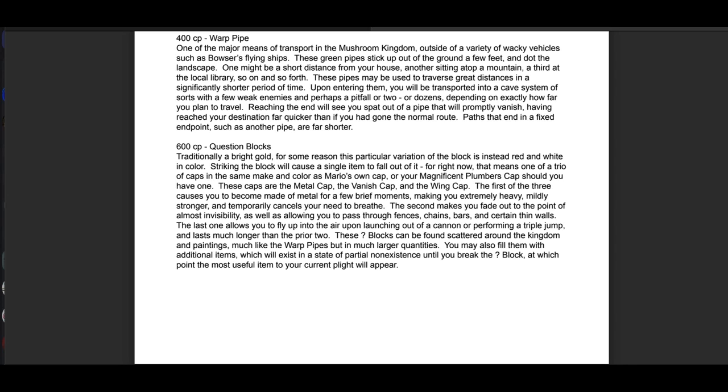The power-ups in question are the metal cap, the vanish cap, and the wing cap. The metal cap turns you into metal you, which makes you harder to hit, harder to hurt, slower, and also stronger. I'm actually not sure if it makes you slower. I feel like it makes you slower. Then there's the vanish cap, which turns you invisible and also incorporeal, allowing you to pass through fences, chains, bars, and certain thin walls. And then there's the wing cap, which at the apex or zenith of your jumps will allow you to fly for a short little while. All of these are very cool items. Importing them into different settings is a pretty easy thing to do, and obviously, they have their own benefits that are self-explanatory.